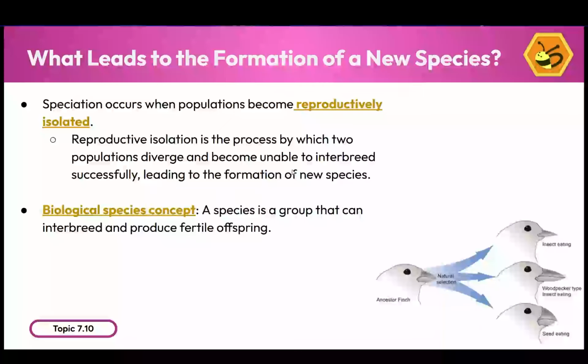And this brings us to the biological species concept. And there's a few common misconceptions with this. A species is a group that can interbreed and produce fertile offspring. So what exactly does this definition mean? So a common misconception is that it's not really like what exactly it means. So a fish and a cat can't breed.